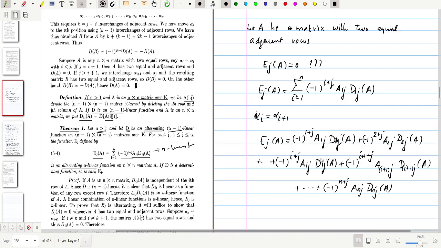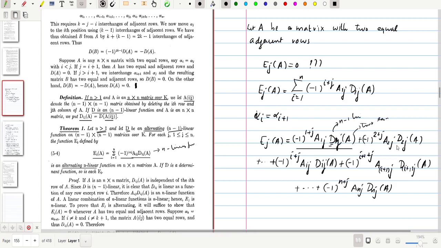So when you consider the first term, in order to evaluate this d_1j of A, we need to remove the first row. If you remove the first row of A, our assumption is the ith row and (i plus 1)th row are the same, so the resulting matrix still has the ith row and (i plus 1)th row. So it should have two equal adjacent rows. But we know that this d is (n minus 1)-linear, and this matrix has two equal rows, so this value will be 0.